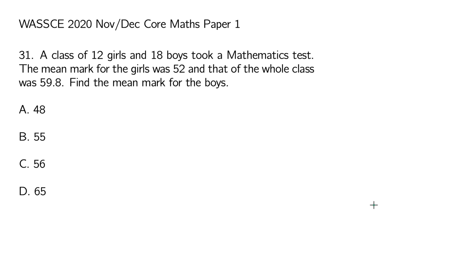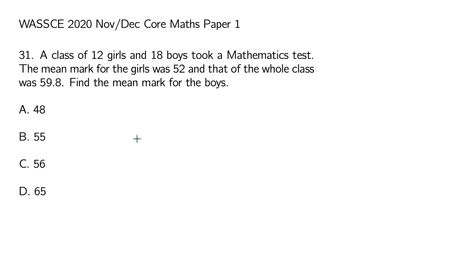31 says, a class of 12 girls and 12 boys took a mathematics test. The mean mark for the girls was 52, and that of the whole class was 59.8. Find the mean mark for the boys.